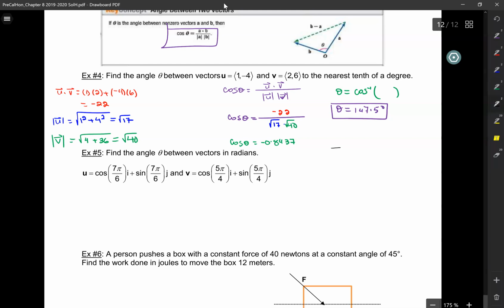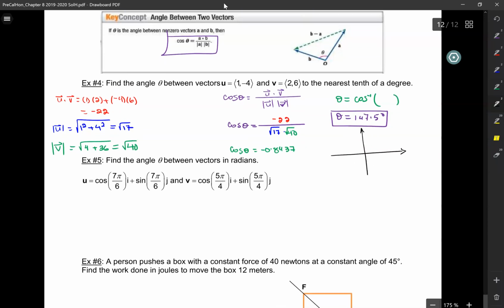If I have an x and a y axis here, let me draw vector u and vector v. Where is vector u? It's 1 comma negative 4. So there, right? That's vector u. Where's vector v? 2 comma 6. Here. Right? So what have I found? I have found that the angle in between is 147.5 degrees. Does that make sense? Does it seem reasonable? It does. Yes.